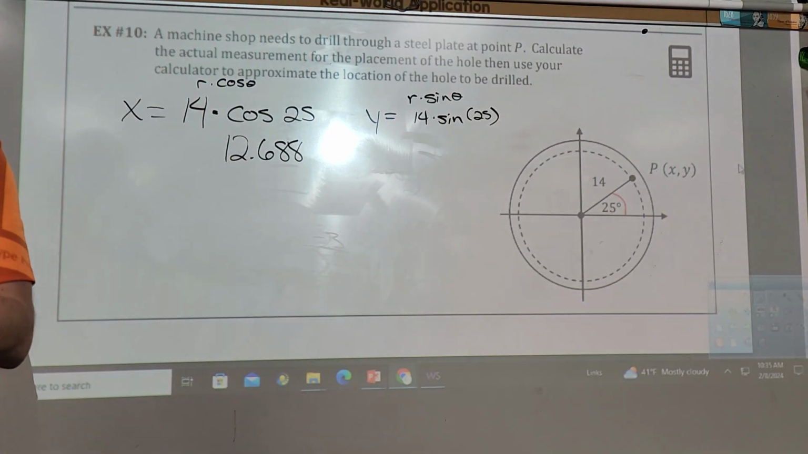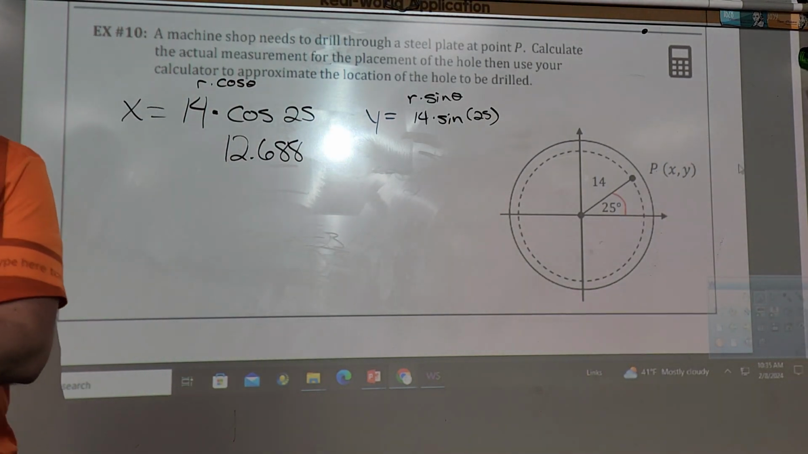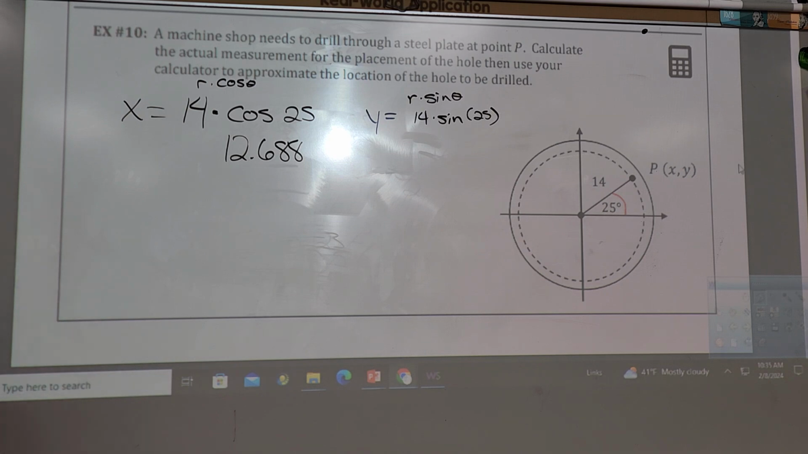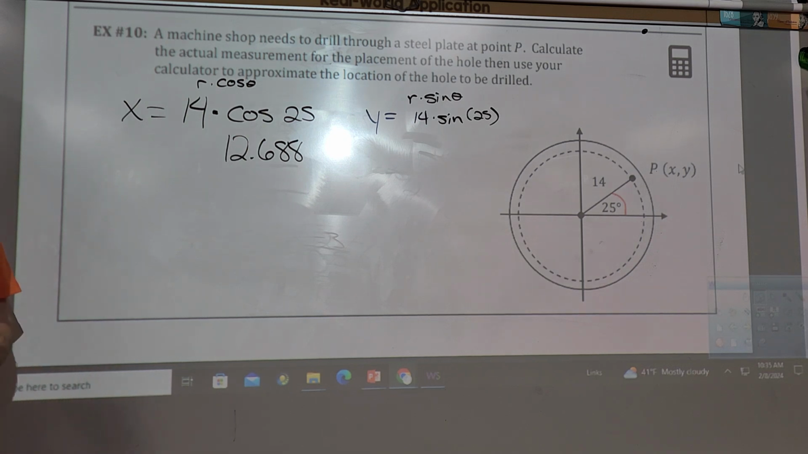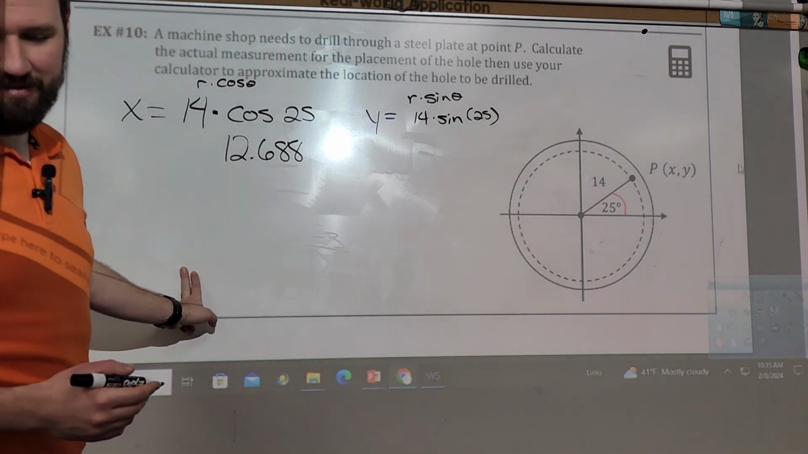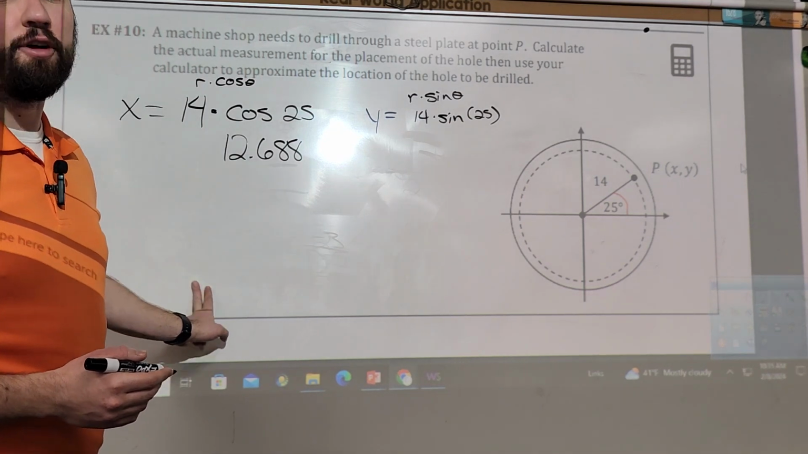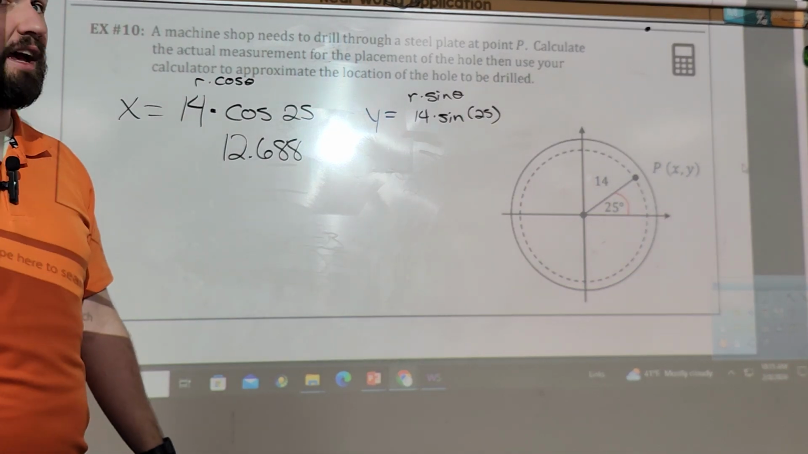Hey, in your calculators, make sure you're paying attention to what mode you're in. The mode button. This one's in degrees. Some of our previous problems have been radians. Make sure your mode's in the correct one for the question being asked. So make sure it's in degrees, or you'll get the wrong answer. When you're given radians, you need to switch back and forth.